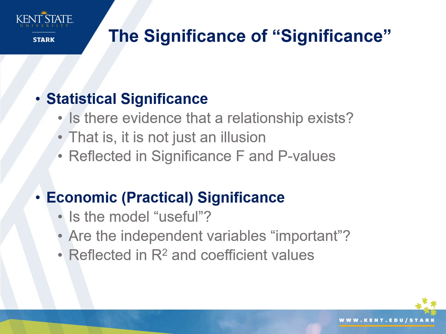A second type of significance is often the one that matters more. This is what we call economic or practical significance. This gets at questions like, is the model actually useful? Are the independent variables actually important in determining the value of the dependent variable? This is something that gets reflected in the r-squared and the coefficient values. Unlike with statistical significance, though, the practical economic significance requires a lot of context to really interpret it well.